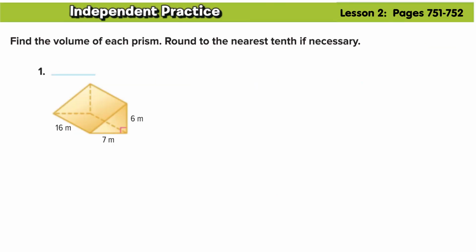Find the volume of each prism, round to the nearest tenth if necessary. So again, we're going to use the formula volume equals area of the base times the height. Now in this case, the area of the base is a triangle. In our last lesson, the base was a rectangle. So instead of using length times width, we need to use 1/2 the base times the height, because that is the formula for area of a triangle.